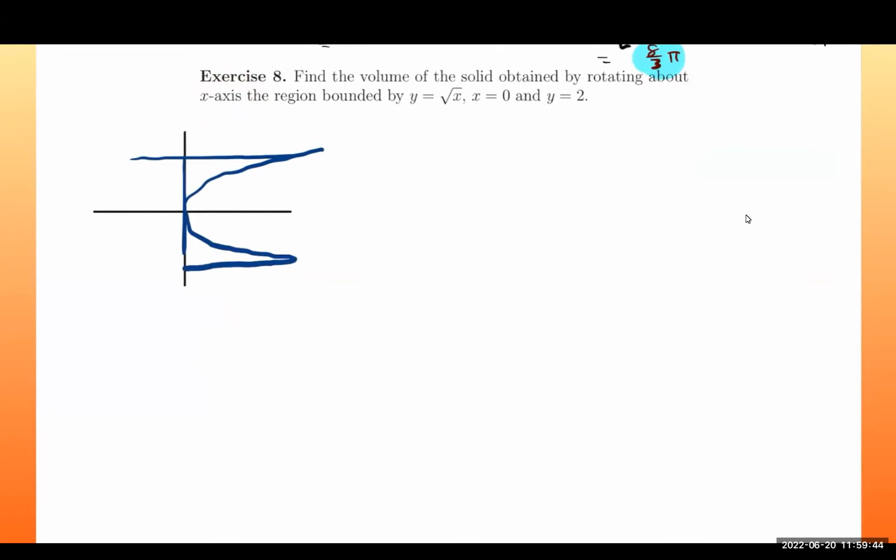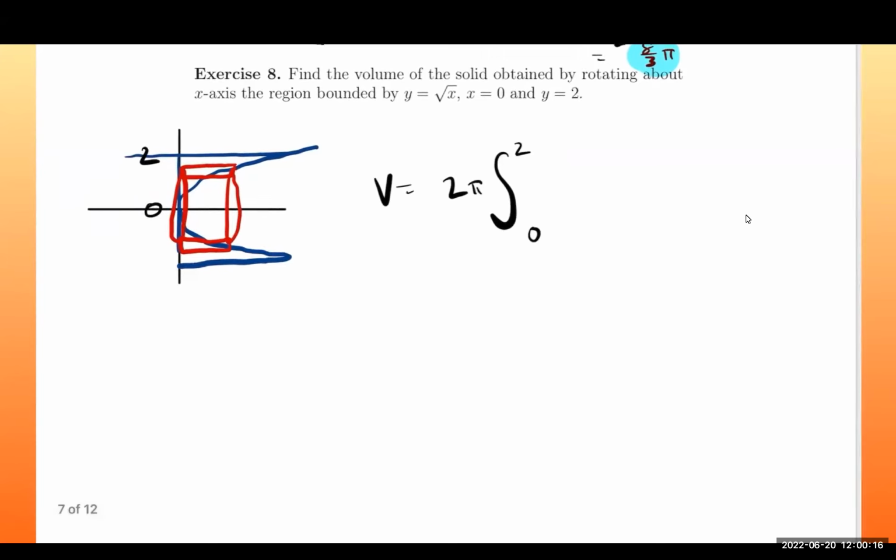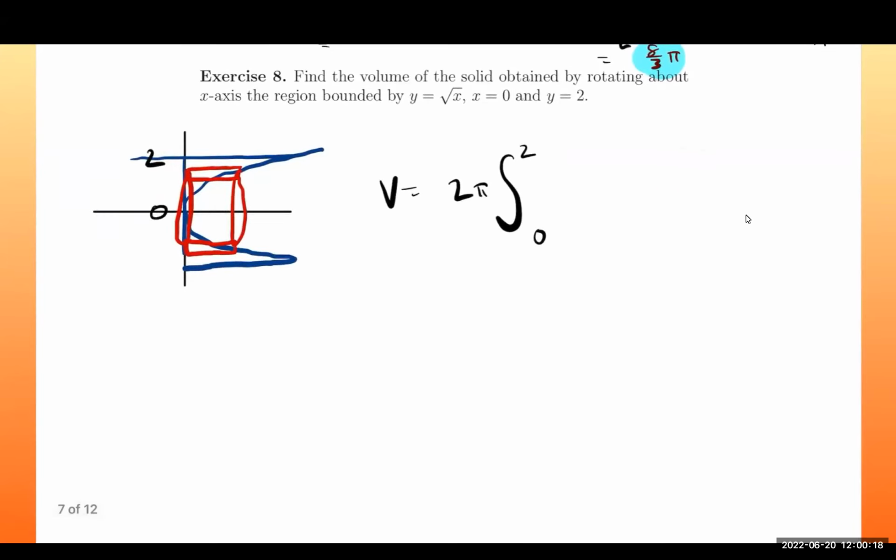And now, as you can see, our rectangles are going to be horizontal instead of vertical, which means we're going to be integrating with respect to y instead of x. There's our cylinder. It's sideways. So our volume is going to be 2 pi, and we are integrating from 0 to 2. We're integrating vertically as opposed to horizontally. So that's why it's going to be with respect to y.